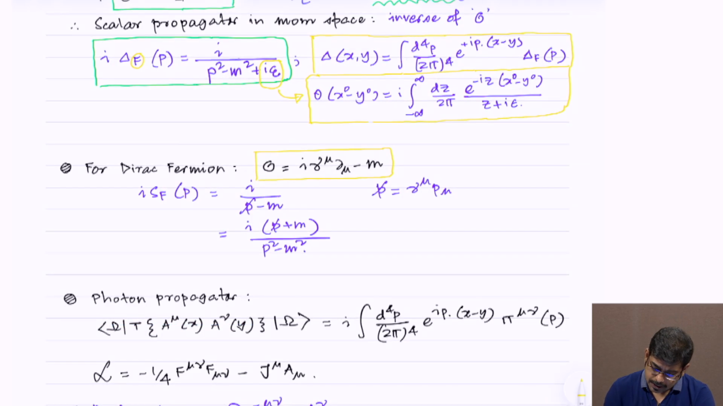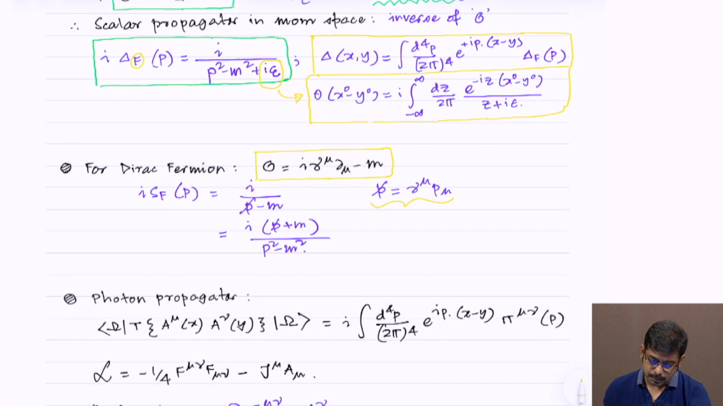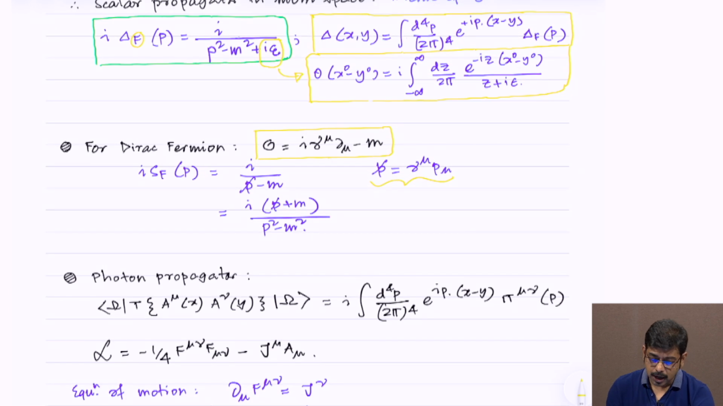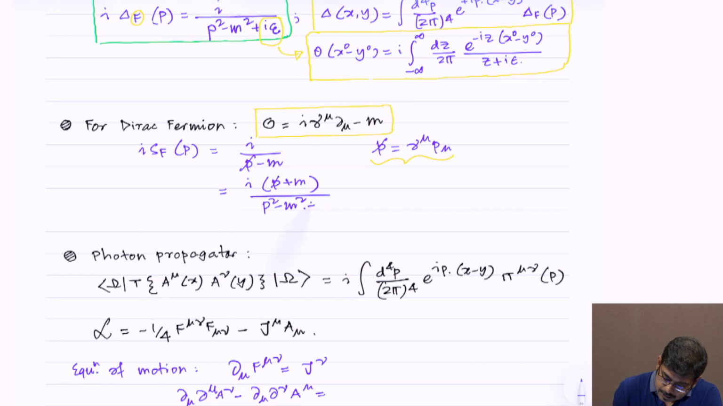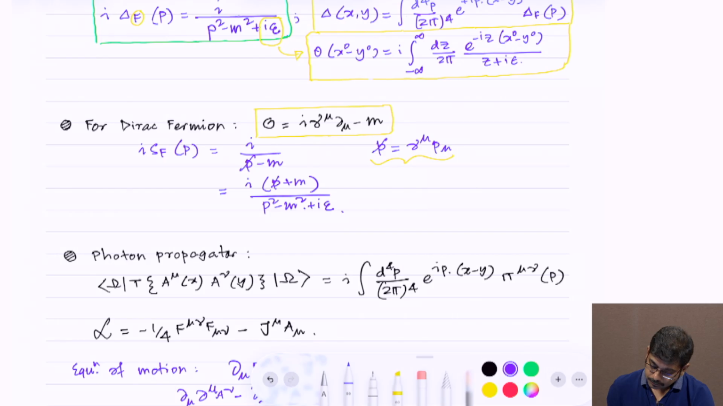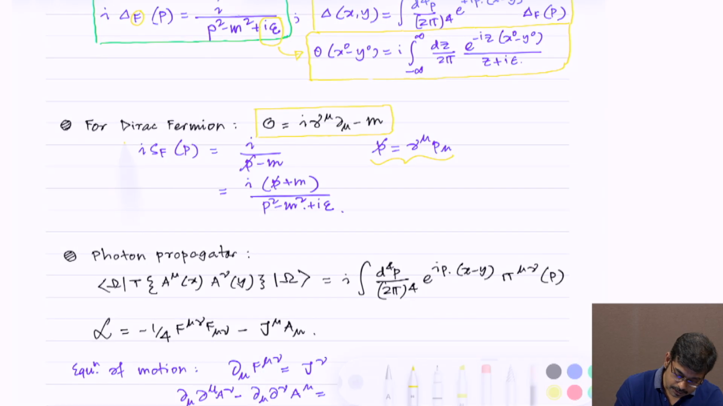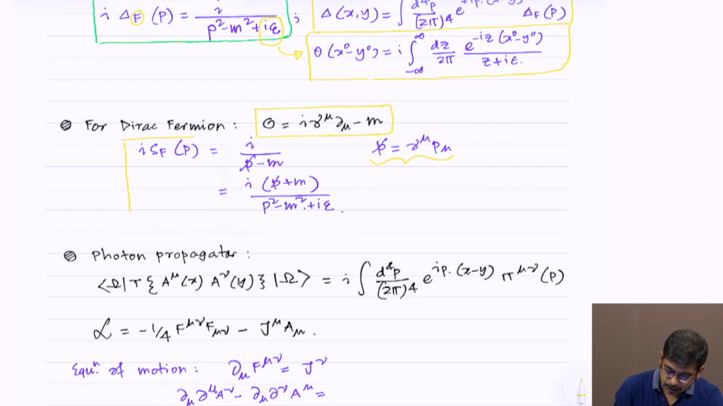What is p slash? P slash essentially is gamma^mu p_mu, right? So this is i by p slash minus m, and what you can do is multiply p slash plus m up and down, so that you have in the denominator p square minus m square, and in the numerator you have p slash plus m, and once again the plus i epsilon has to be added here in the denominator, and this gives you the form of a fermionic propagator. Okay, so for the Dirac fermion, the propagator looks like this.